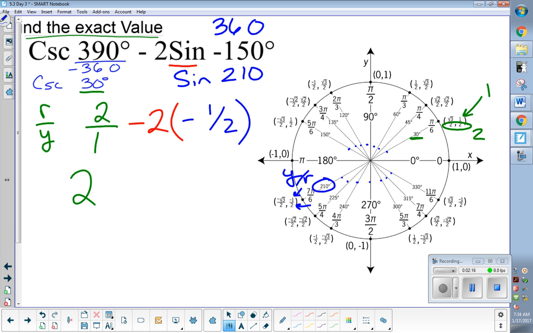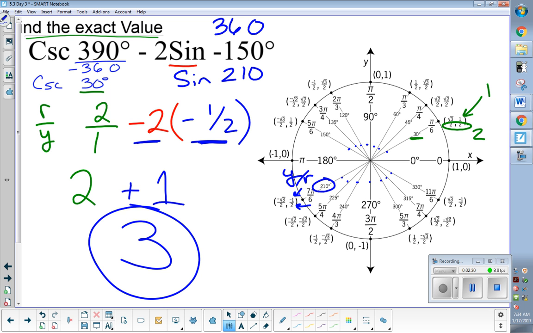I'm multiplying here. Negative 2 times negative 1 half. I have two negative signs, so it becomes a positive sign. And then 2 times a half, half of 2 is 1. So my problem becomes 2 plus 1. The answer is 3. So again, just looking at my unit circle and plugging in what you need to know.